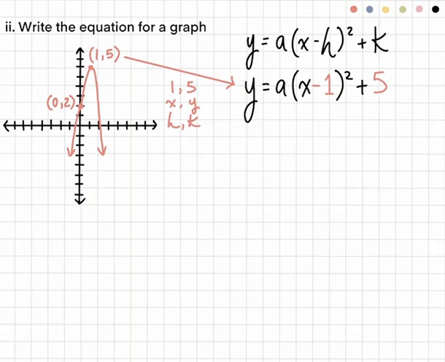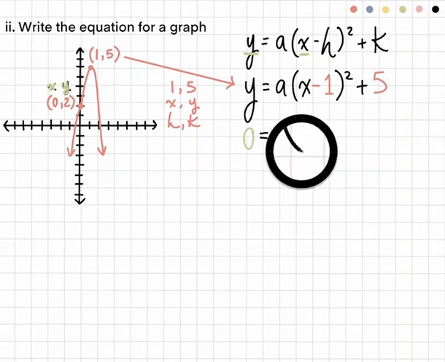Let's continue to see what else this graph tells us. The graph also gives us a point. It gives us a coordinate here. This coordinate has an x and y in it. Well, let's use a different color here. X and y. Well, I also have an x and a y in vertex form, so I can substitute that in.